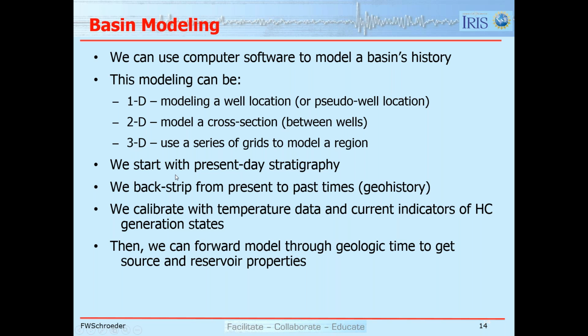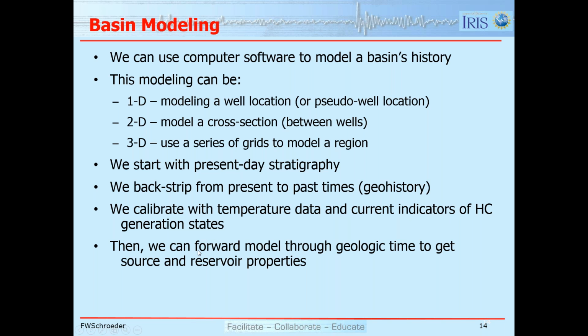Our starting point is our present-day stratigraphy, and as I mentioned, that could come from well data, or it could come from seismic interpretation. What we'll do is backstrip the present into past times. Another name for this type of analysis is geohistory, and I'll show an example of that. We can calibrate our models for temperature using present-day temperature data, and we can also use indicators of what hydrocarbon generation states we are in.